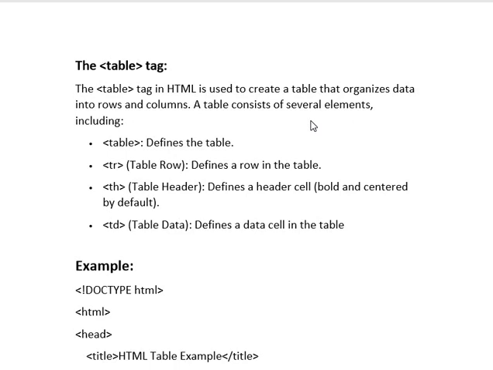A table consists of several elements that include the table tag. It defines the table. So to create a table, you start with this tag called the table tag. This tag in HTML defines the table. Under table, we again have to use different tags.